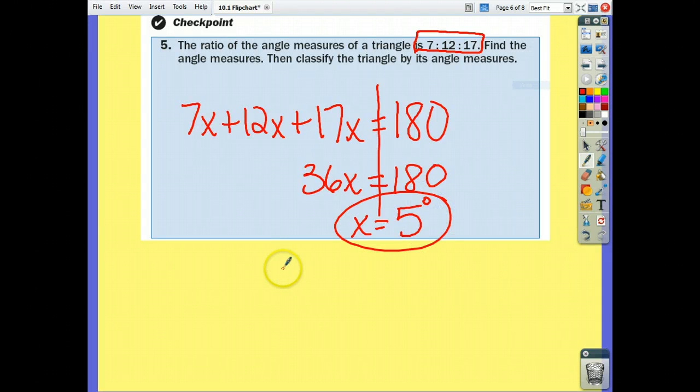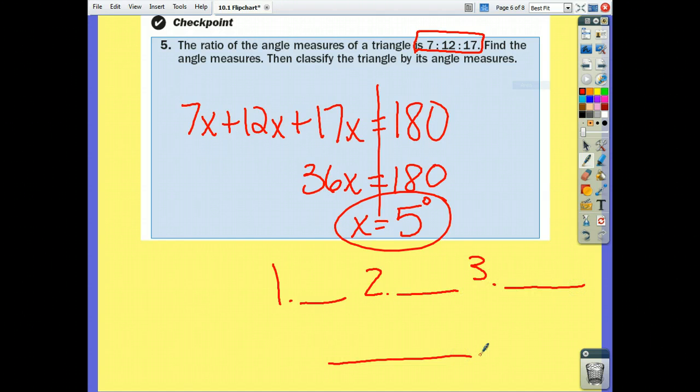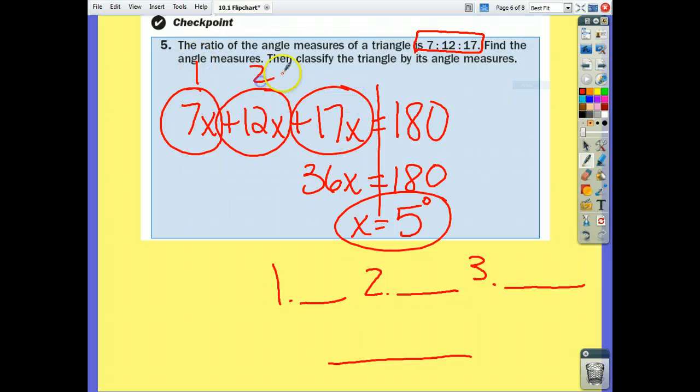So now let's find our 3 angles. What's one angle, the second angle, and what's the third angle? And then name it, classify it. Here's my angles. What's my first angle, class? Louder, what? 35? So you're saying 7 times 5 is 35 degrees. That is correct. What's the second angle? 60 degrees. What's the third angle? 85?